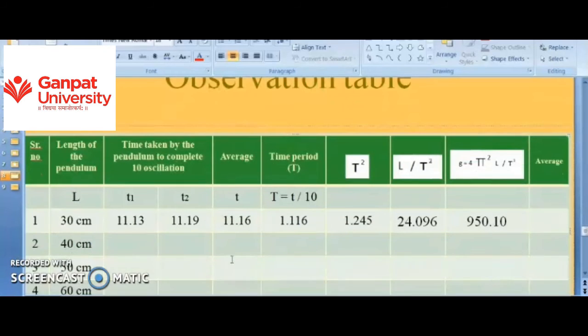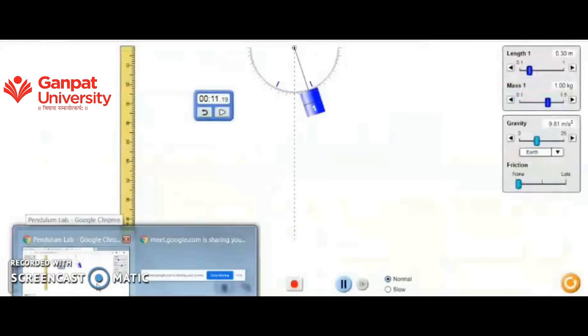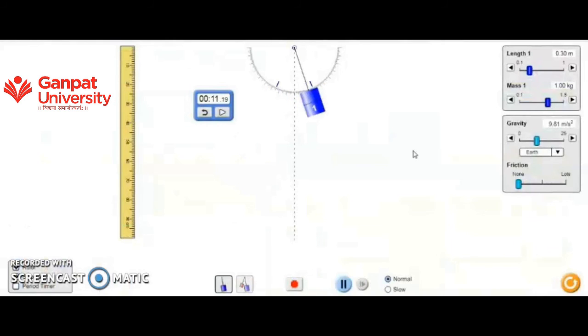Now I will give you an exercise: find out the gravitational acceleration using the same procedure for all these lengths, 40 centimeter, 50 centimeter, 60 and 70. I will send you the link of this simulator. Again, I will tell you how to change its length. You can stop it by this. You can reset it by this. You can change the length of the pendulum by these two knobs. To decrease the length, use this knob, and to increase the length, use this knob.